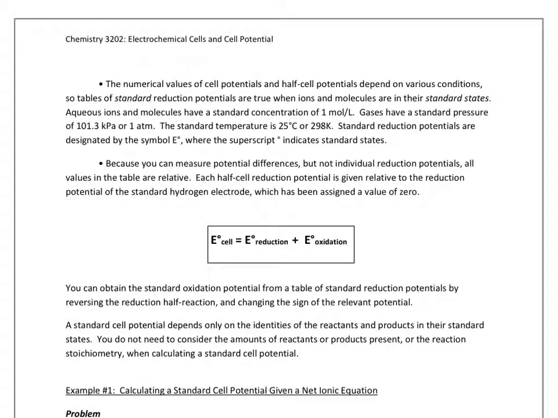The numerical values of cell potentials and half cell potentials depend on various conditions. So the table of standard reduction potentials is true when ions and molecules are in their standard states. Aqueous ions and molecules have a standard concentration of 1 mole per liter. Gases have a standard pressure of 101.3 kilopascals or 1 atmosphere. The standard temperature is 25 degrees Celsius or 298 Kelvin. Standard reduction potentials are designated by the symbol E degree sign, where the degree sign indicates that this is under standard state.